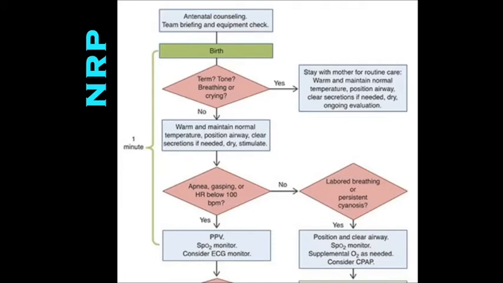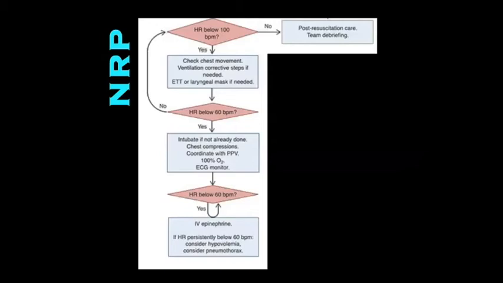Okay, so if the patient still has a heart rate below 100 beats per minute, we might have to check the chest movement and do ventilation corrective steps, because in a lot of cases, the heart rate of a newborn may not be improving because there is just a problem in the institution of the measure, such as you might not be doing the positive pressure ventilation properly. So we check and assess whether the heart rate is below 100.